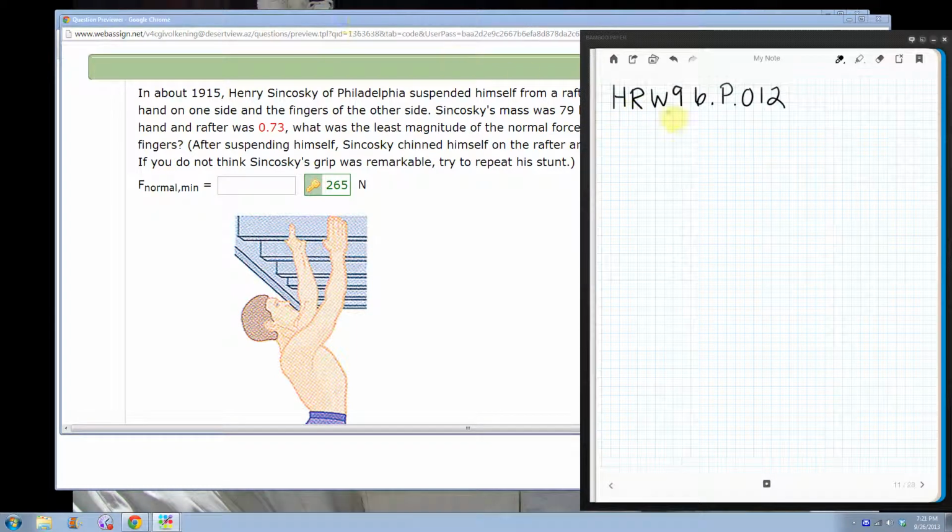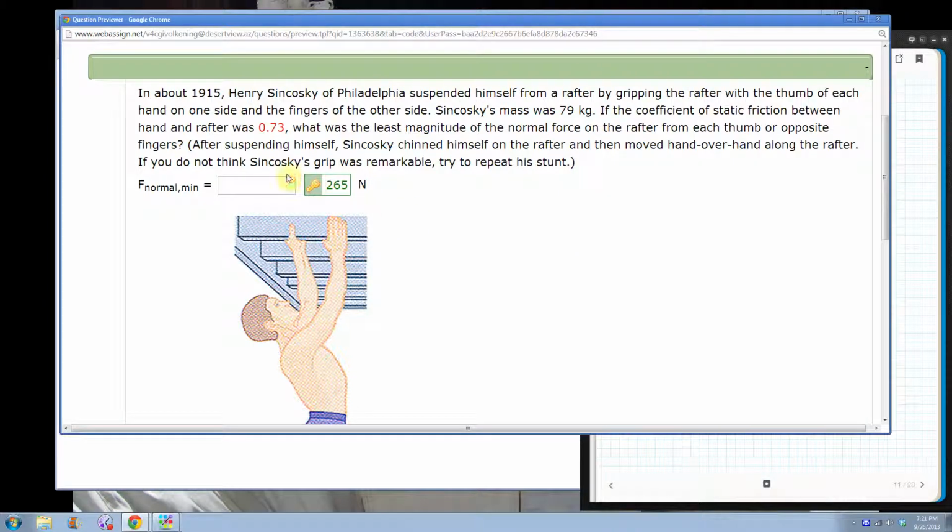This is HRW96P012, or 012, sorry. Okay, this is the one about the guy from Philadelphia.